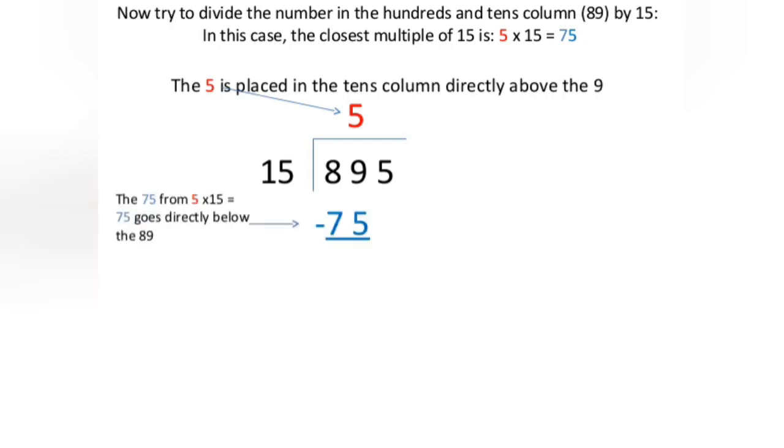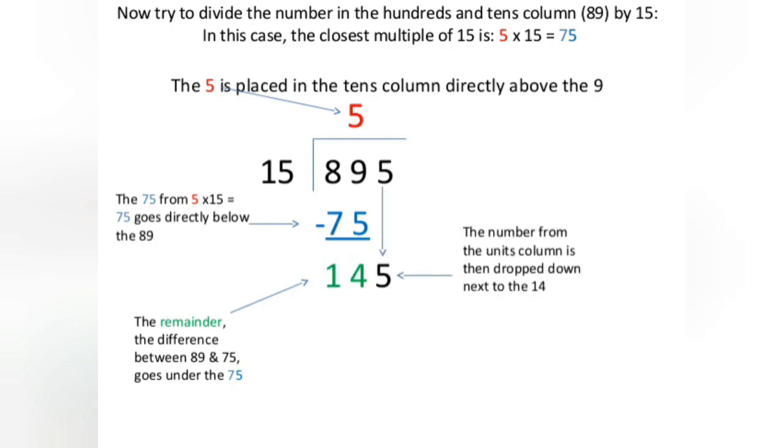So when we multiply 15 by 5, we get 75. Now 75 will go directly below 89. It will be easier for us to subtract 89 and 75. Now subtract 75 from 89. So when we subtract these two numbers, we get 14 as the remainder. So the difference between 89 and 75 goes under 75.